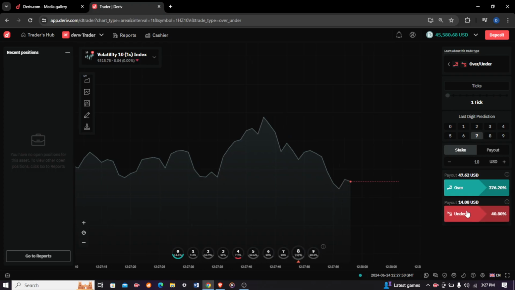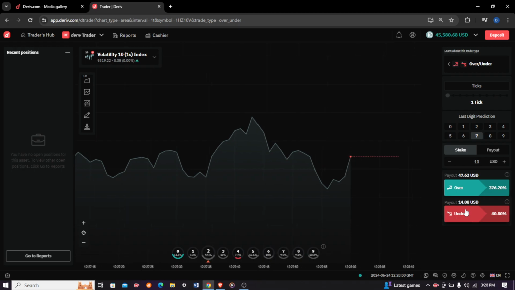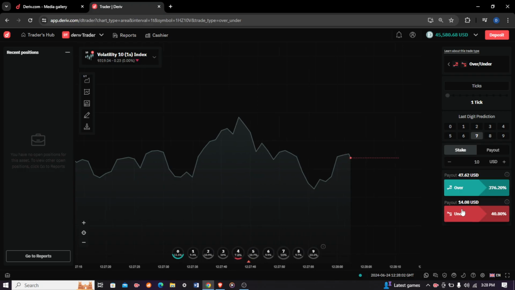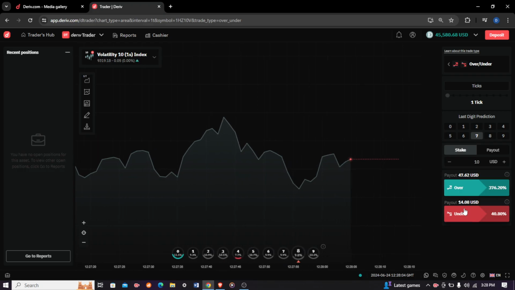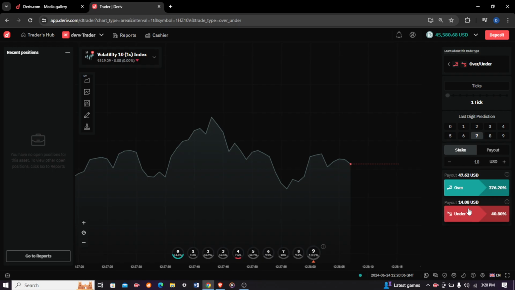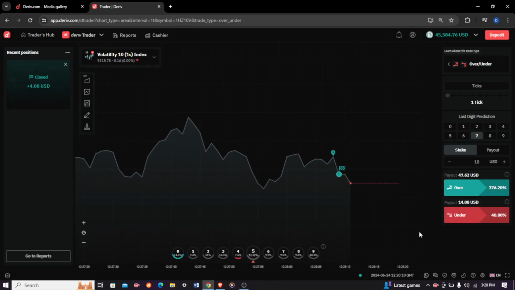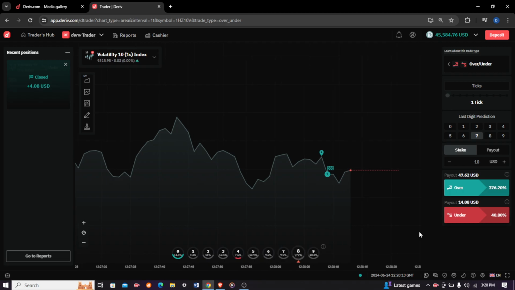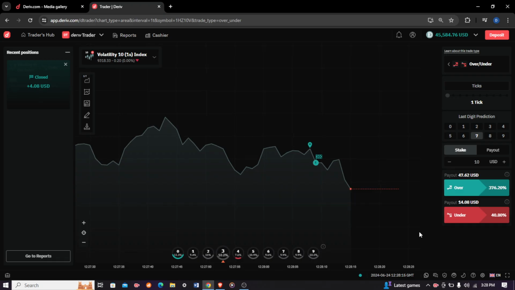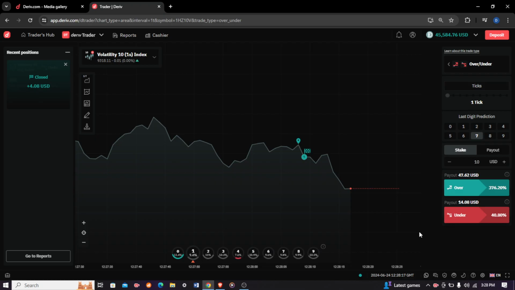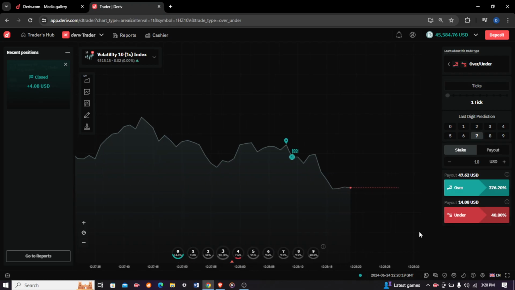Always keep up and make sure your thumb is ready on the under button. Whenever it touches 8 and 9, place under as fast as you can. So as you can see, under. It's a win. Why? Because it had touched 7, 9, and then when it went to touch 8, I placed under. Always be quick to respond.